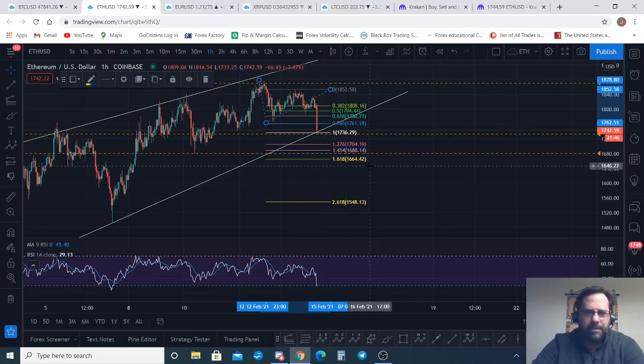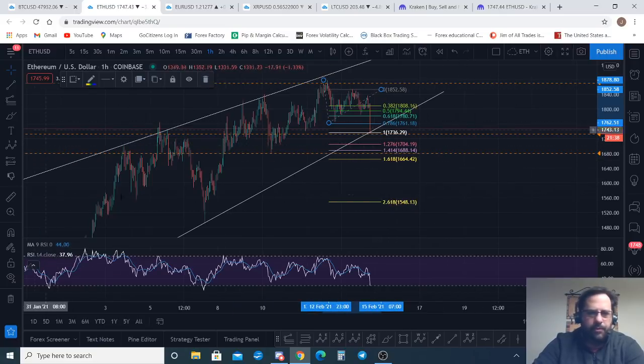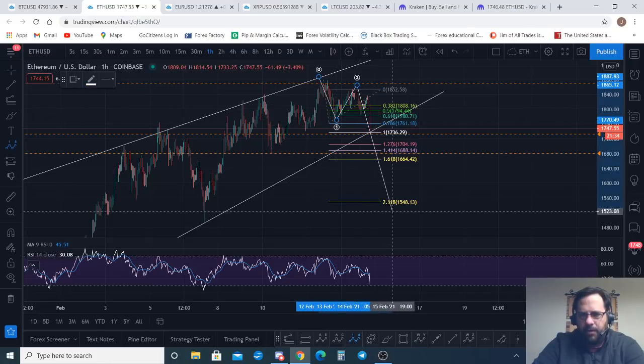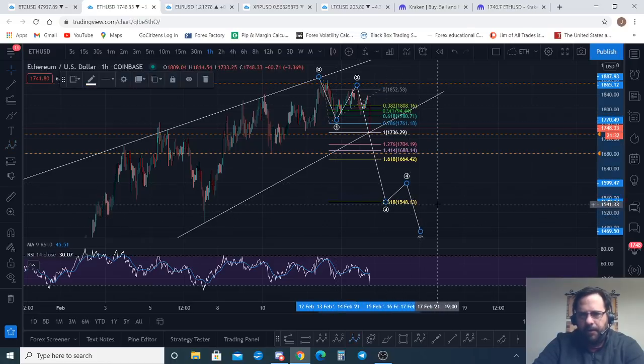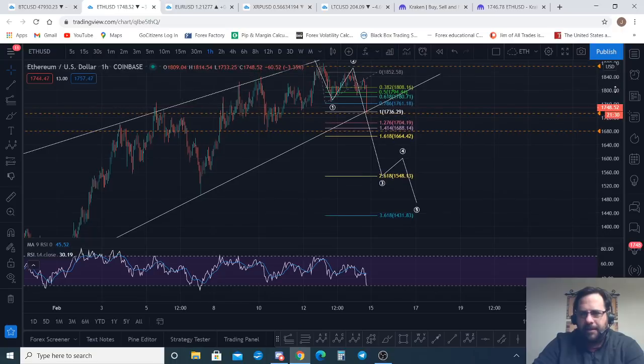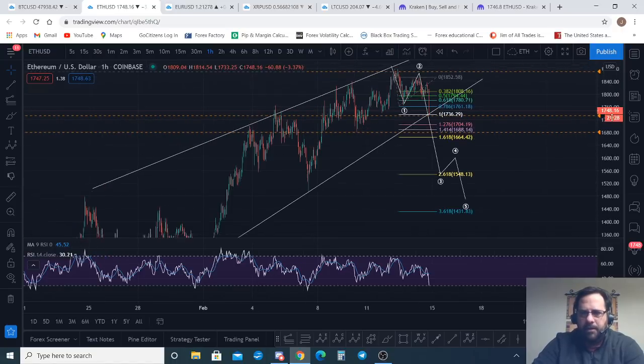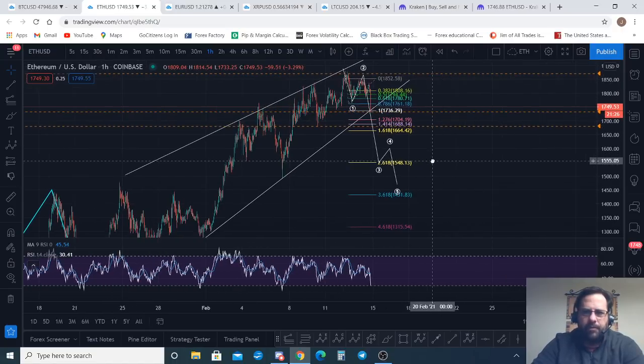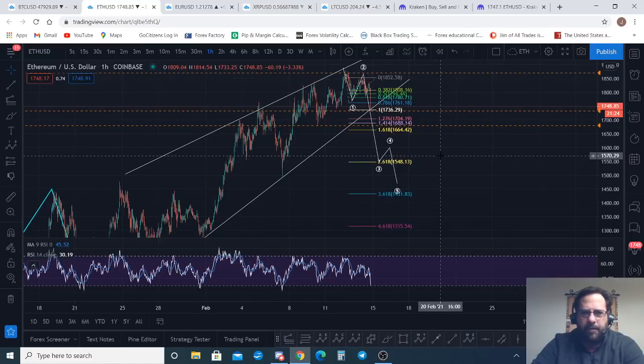I wouldn't be surprised to see the 1618 hit tonight, 1664 and deeper. This is looking quite deep. Shoot, if this comes down impulsively, 1, 2, 3, 4, 5. Wow, yeah, guys, that's getting down to $1,400 if it comes down impulsively. So be careful. Be very, very careful.